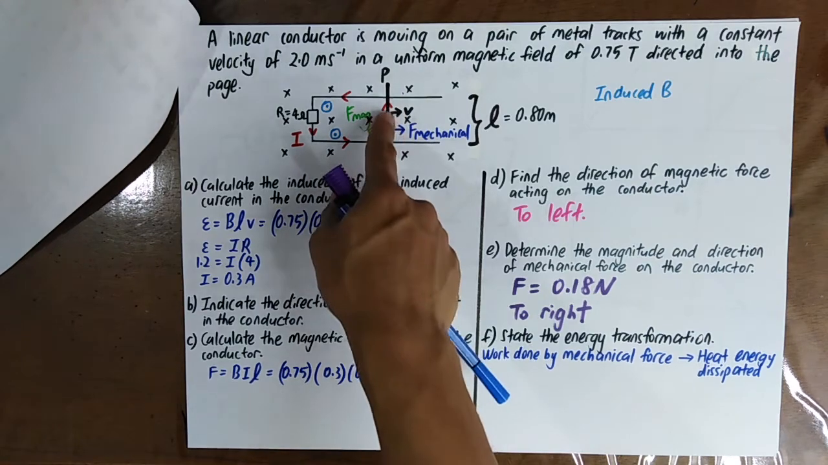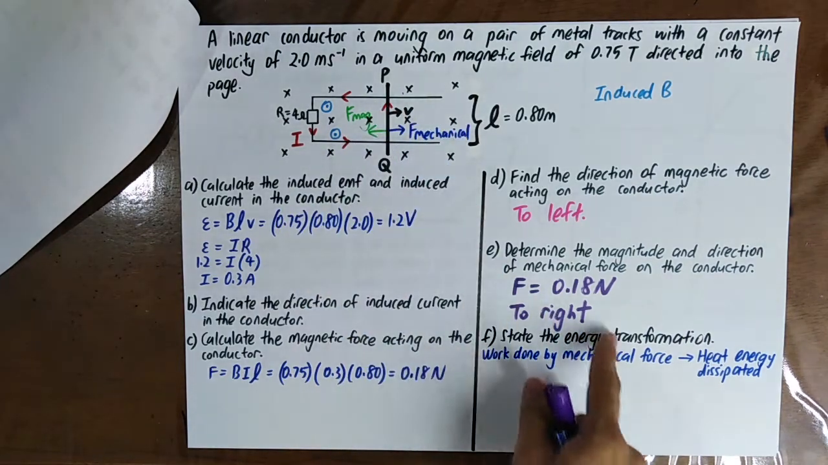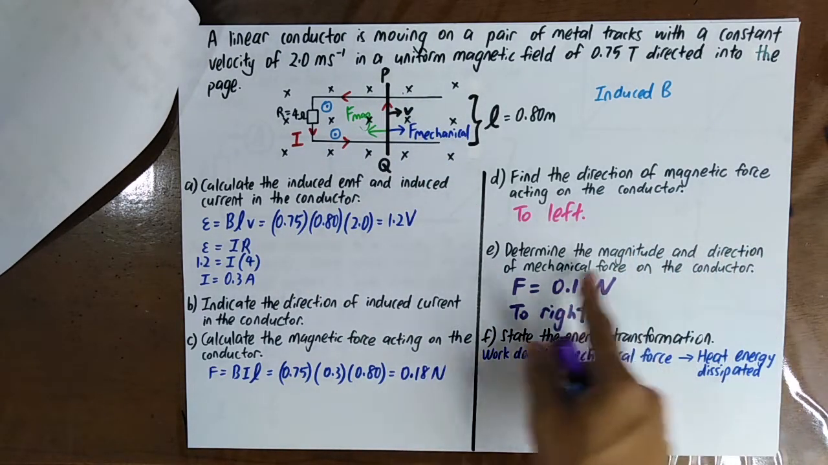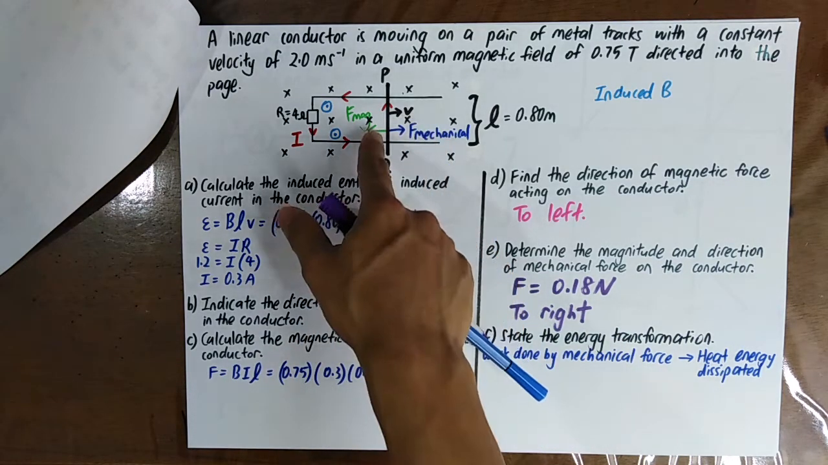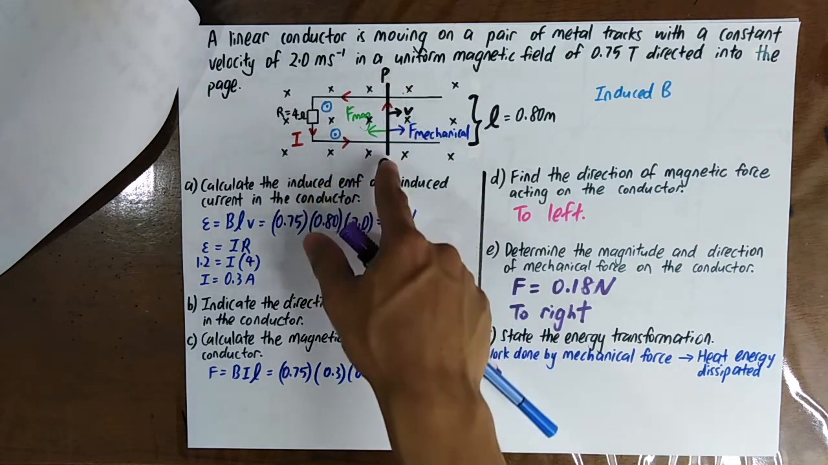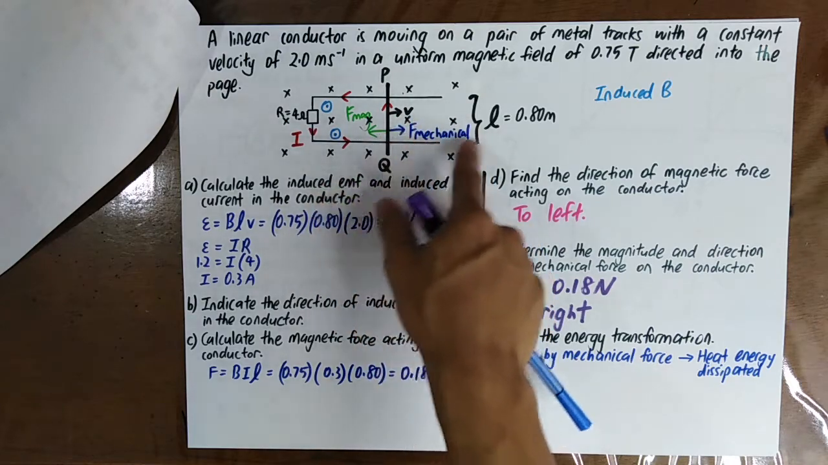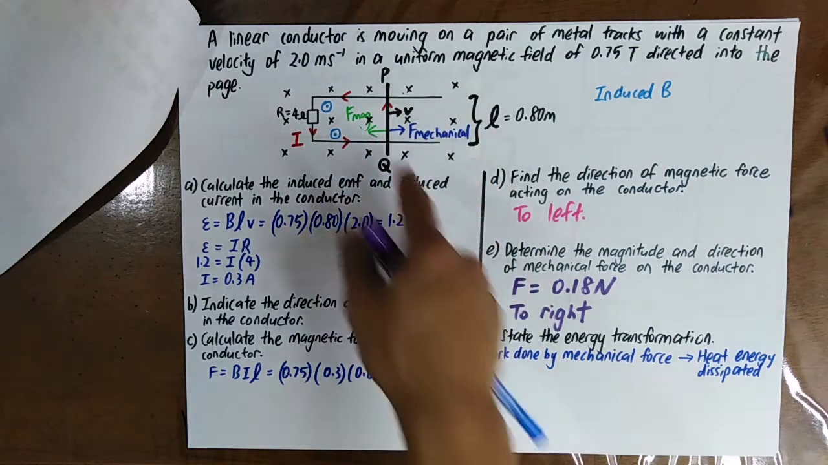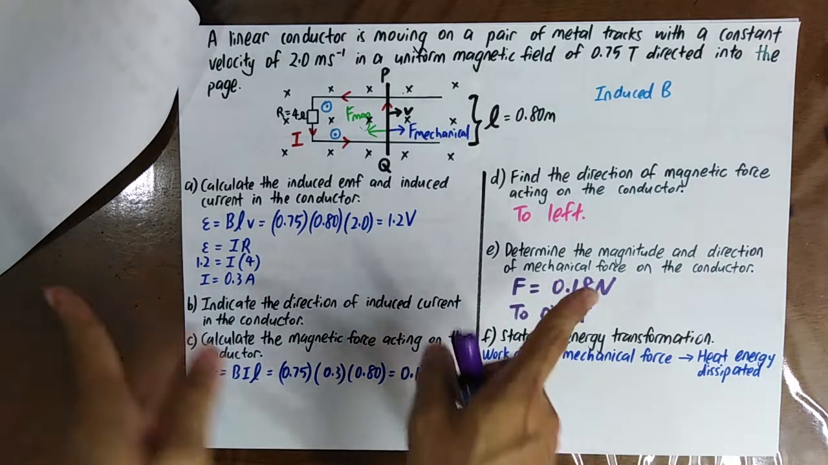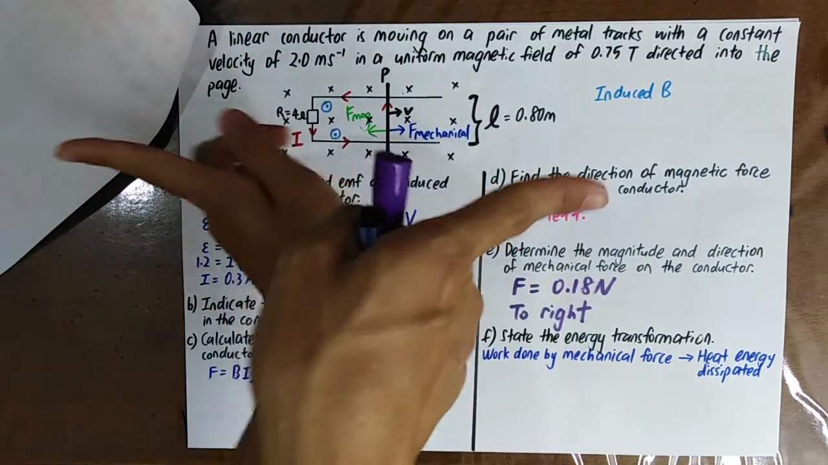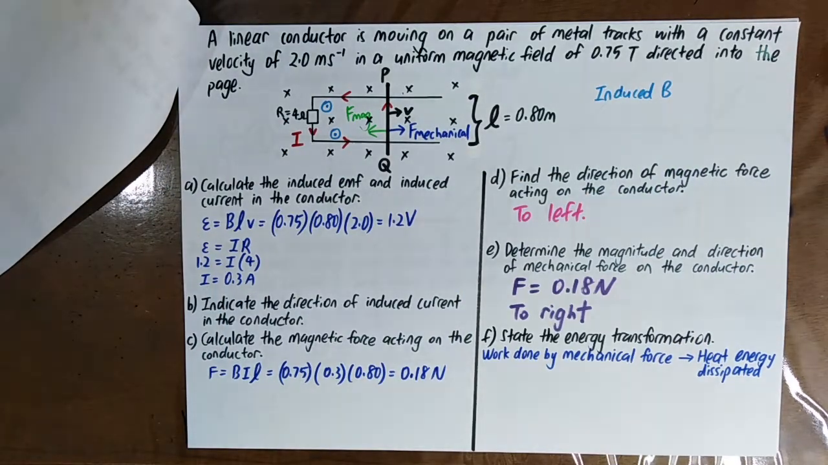Because the motion is to the right, of course the direction of the mechanical force is to the right. Once again, you really have to remember that the magnetic force acting on the conducting rod is always opposite to the direction of the mechanical force acting on the conducting rod. There is really no way that they will be in the same direction. They will always be opposite.